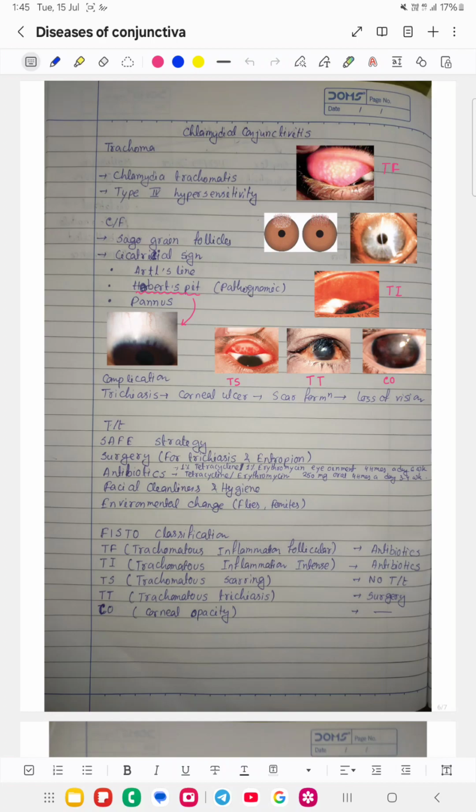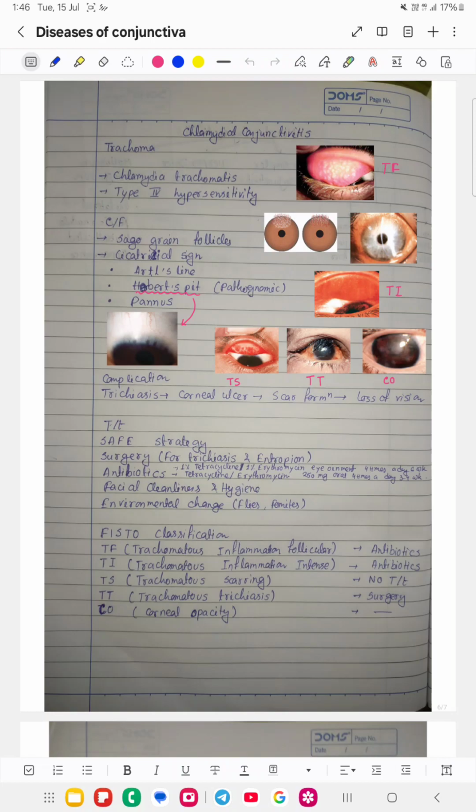Now, treatment. SAFE strategy is followed. What is SAFE strategy? S for surgery. It can be done for trichiasis and entropion correction. A for antibiotics. It can be topical or systemic. In case of topical antibiotic, 1% tetracycline or 1% erythromycin eye ointment can be used 4 times a day for 6 weeks. If systemic is applied, then tetracycline or erythromycin 250 mg oral 4 times a day for 3 to 4 weeks can be applied.